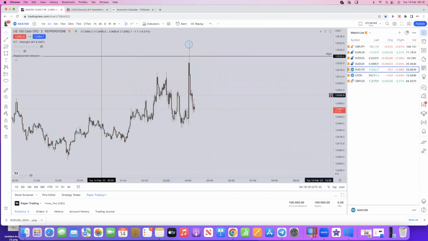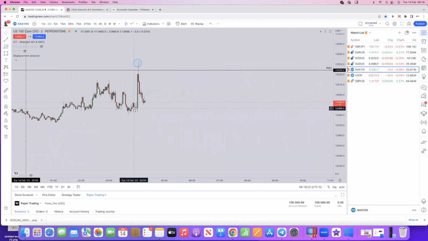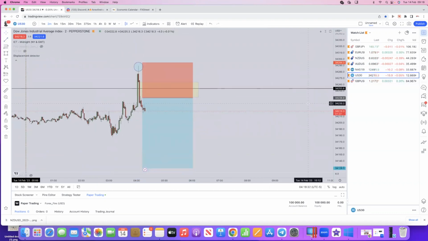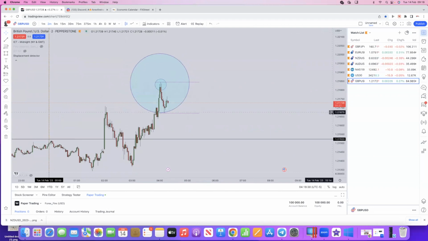Again, we'll go back onto the NAS. We're waiting for the NAS to break the structure below here. So again, structure points, we're looking for price to break below here in all fairness. The US 30, we'll get an entry from this shortly. The GBP/USD, we're still waiting for price to come down to the lower parts. And that's the update on this so far, guys.